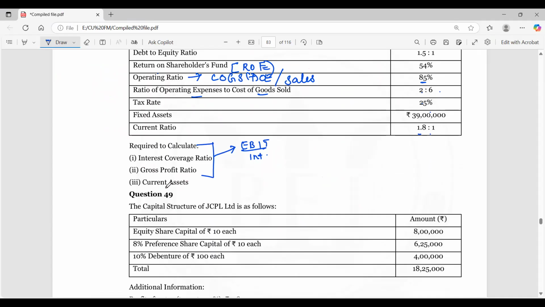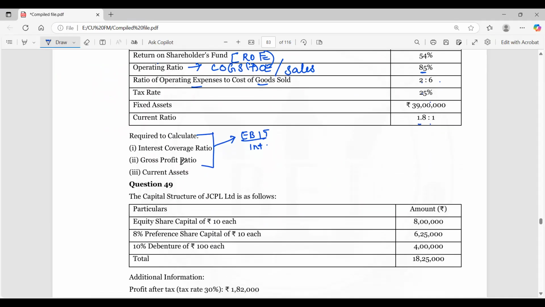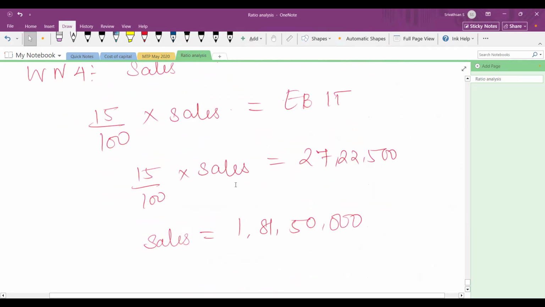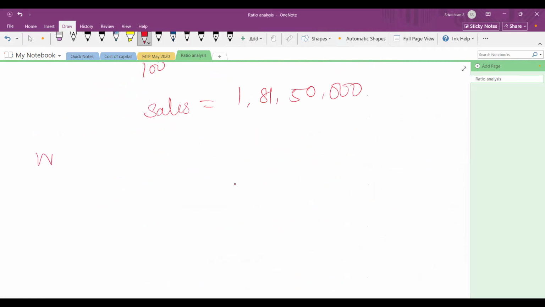So next, listen, for calculating interest coverage, we have EBIT and interest. For calculating gross profit, the denominator is sales. We got this number, but we need the numerator, gross profit, right? So how can we calculate gross profit? For that, we need to calculate COGS. So working note number 5, calculation of COGS.